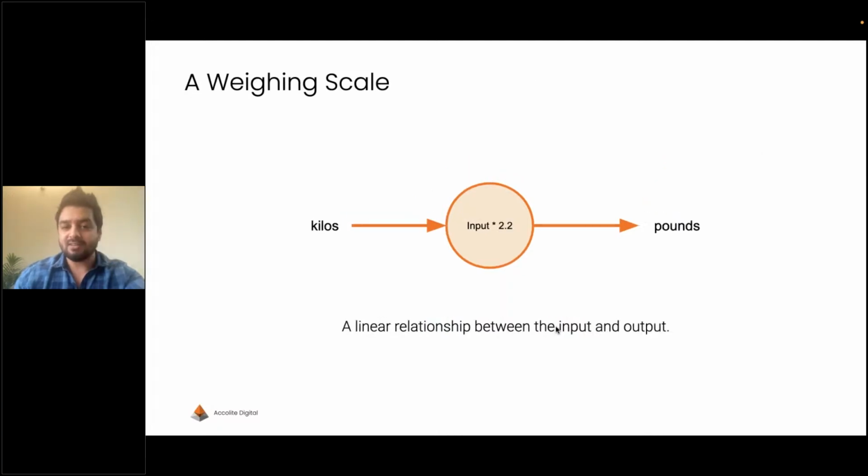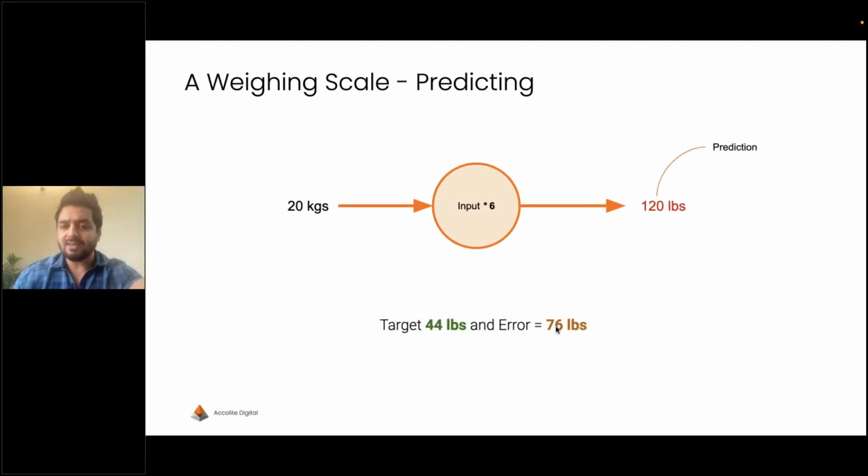So if we look at the slides again, the error changes every time, and the error is nothing but your prediction minus the target. I'm predicting 120, and what I'm supposed to be saying is 44 lbs, and the error is 76. And every time the error changes. So is there some way we can take this error and guide our guess?